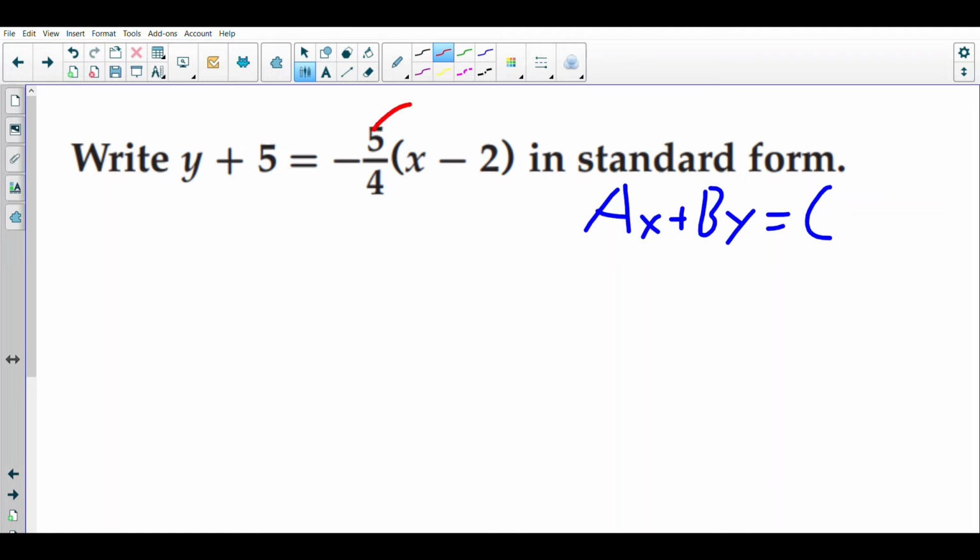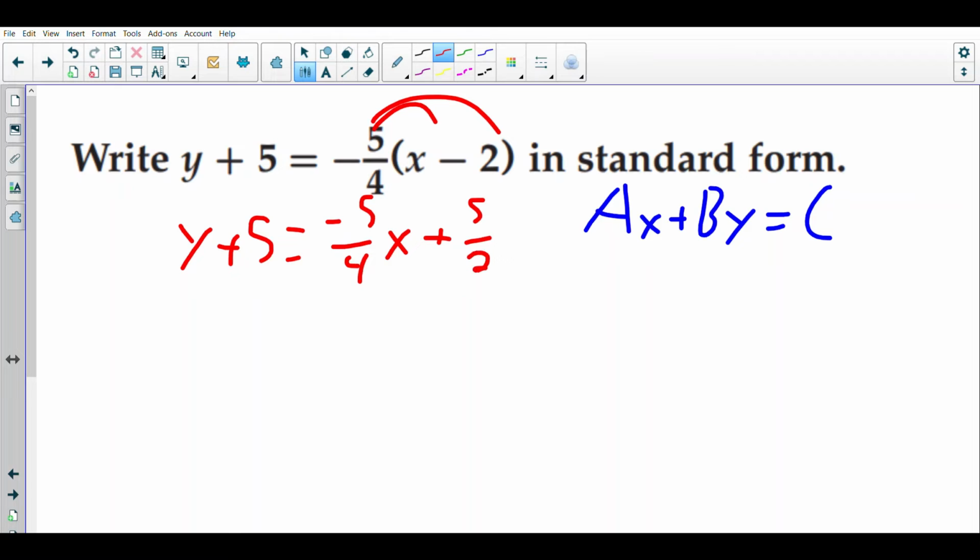So we need to distribute. So we have y plus 5 is equal to negative 5/4 x minus, the double negative goes positive, so plus 5 over 2. So first things first, we want to get rid of that fraction. So I'm going to multiply everything by a common denominator, and we have a 2 and a 4, so I'm going to multiply everything by 4. So that 4 goes on to everything. So it literally distributes onto every single term.